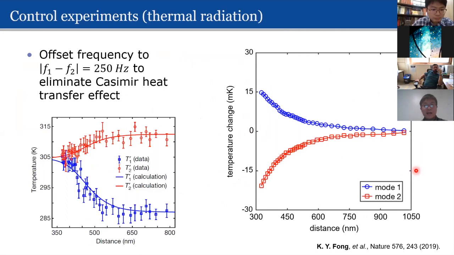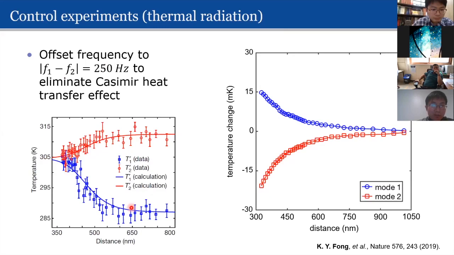data. So another very important thing to distinguish is thermal radiation. But for this case, it is actually relatively easy to distinguish, because thermal radiation, we know, does not depend on phonon coupling. Which means when we offset the frequency of the two modes, the Casimir heat will be gone. Like we make these two modes have different frequency. This is the picture. I just repeat the data here. But if we offset it, we are not going to see this effect anymore.